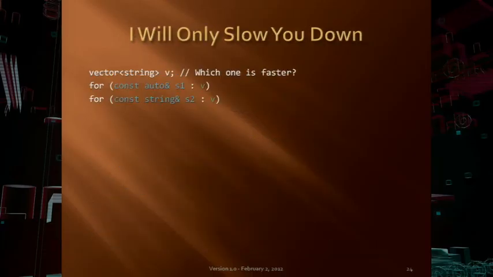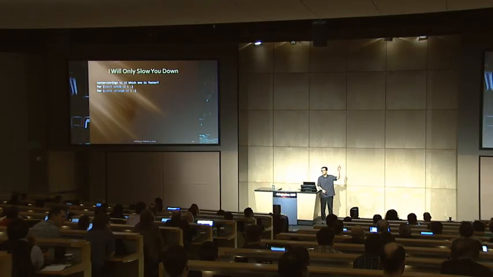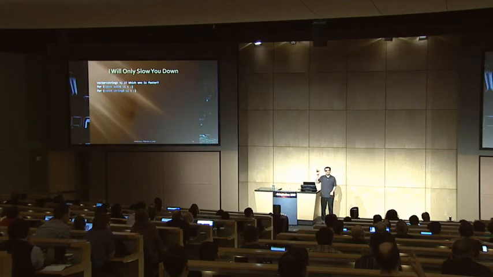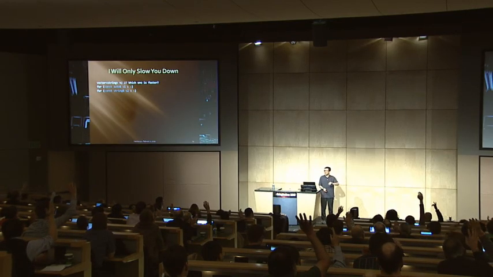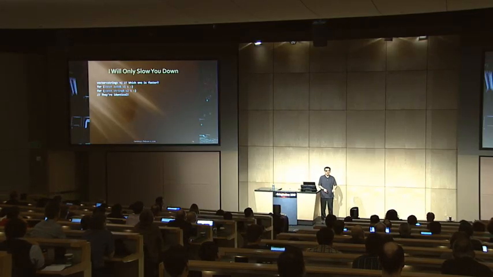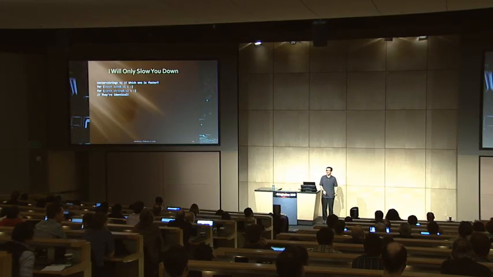So now, audience participation. I want you to vote, okay? Show of hands. I've got a vector in v, and I'm going to say either for const auto ref s1 in v or for const string ref s2 in v. One case I'm saying auto, other case I'm being very explicit about the type. Which one's faster? Raise your hand if you think the const auto ref is faster. Raise your hand if you think the const string ref is faster. Raise your hand if you think they're identical. Everyone thinks they're identical. You're right. They're identical. Very good. You're hired.